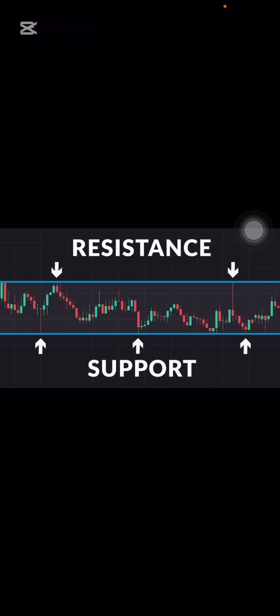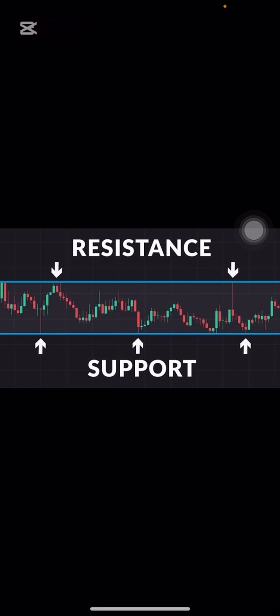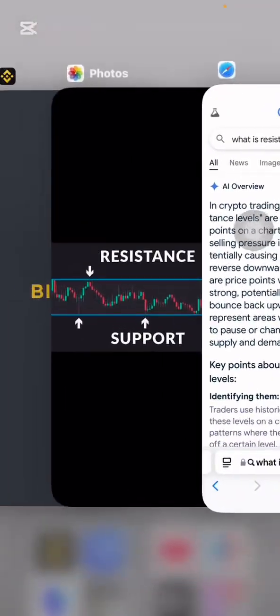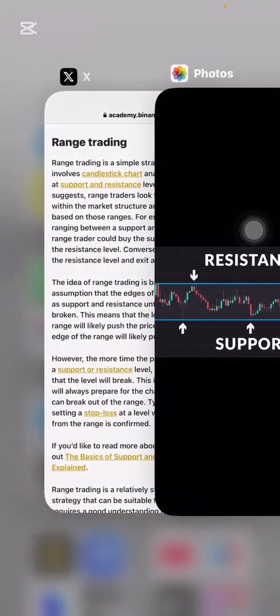In resistance, sellers are selling high, hence pushing the price down. But in support, the buyers are buying, the buying pressure is high. There are very many buyers that are going to push the price of a coin or an asset up. That is what we mean by the resistance and support levels.